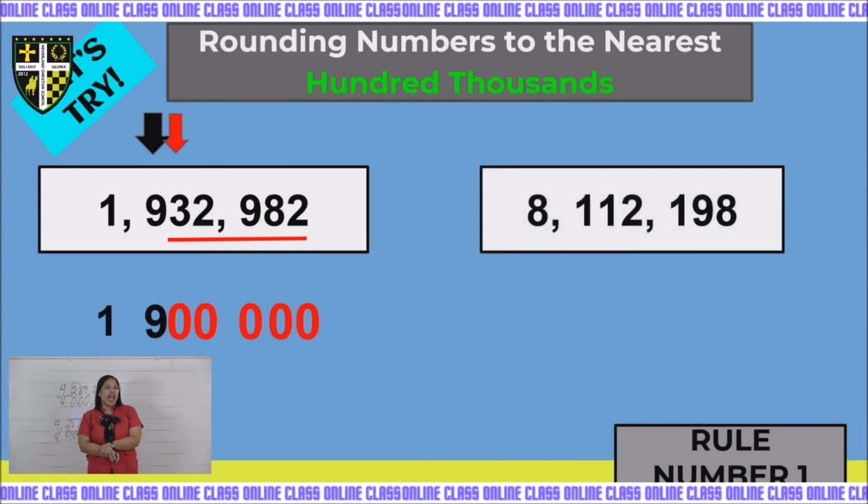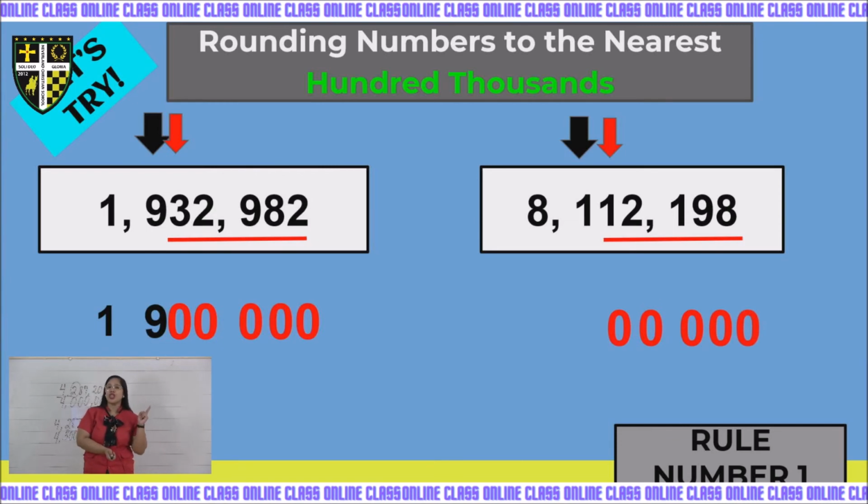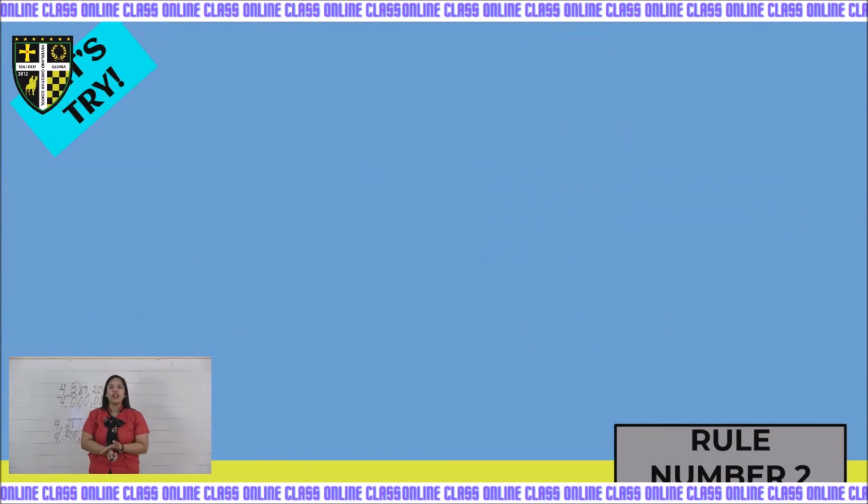So next one, we have 8,112,198. So the digit in the 100,000 place is 1. And the digit at the right side is 1. Very good. So 1 is lower than 5. So it will become 0, and we will just copy 1. Again, all the digits at the right of the rounded digit will become zeros. Very good. And we will just copy 1, and we will also copy the digit on the left side of the rounded digit. Very good, kids.